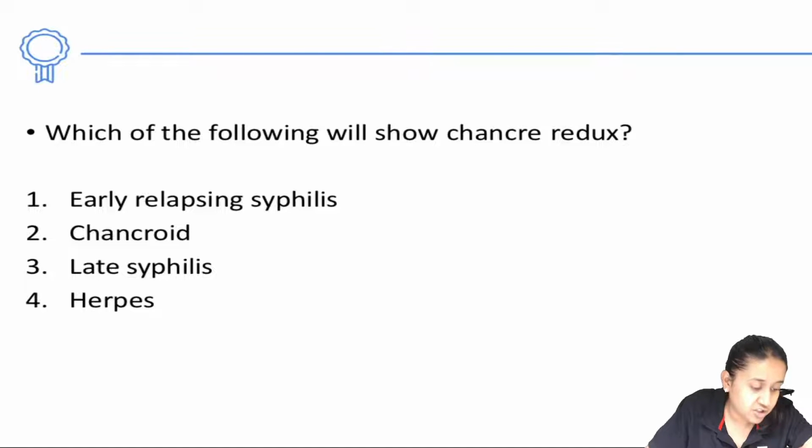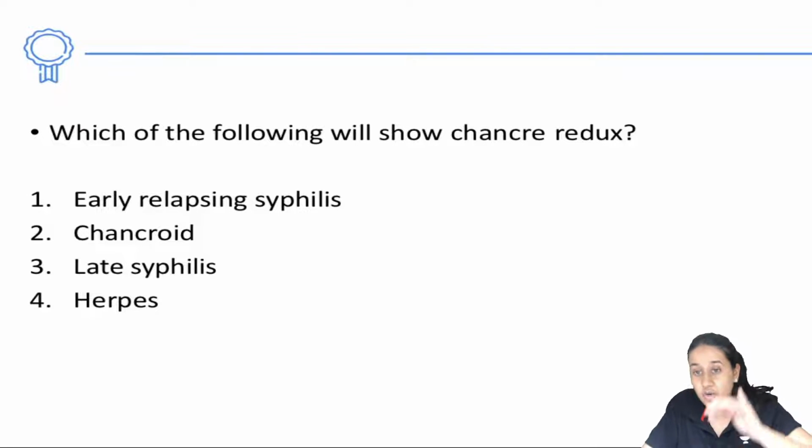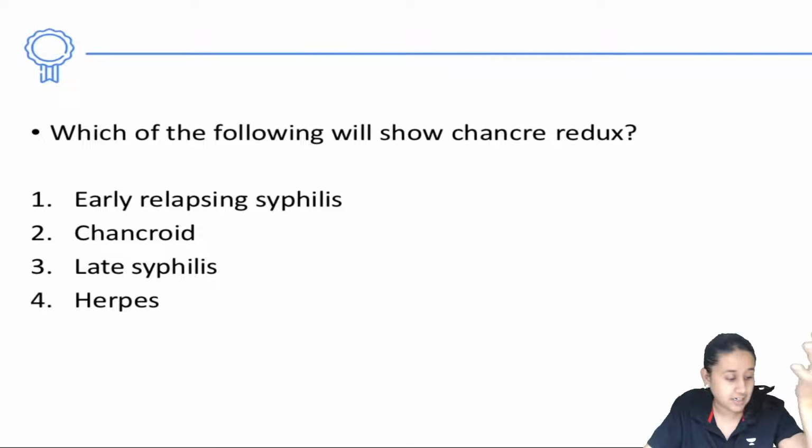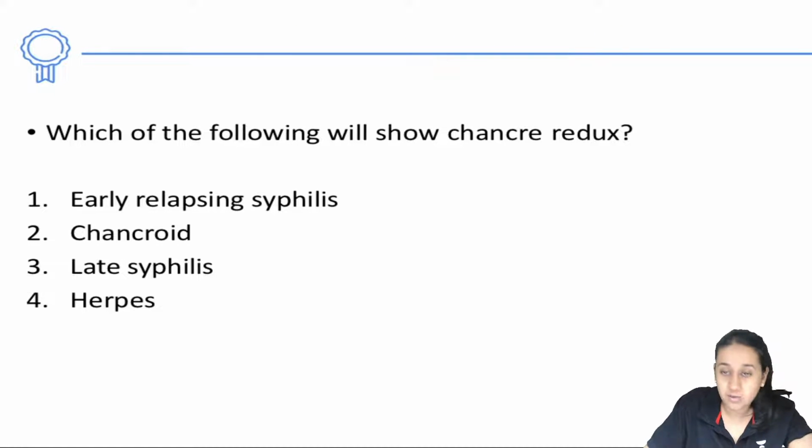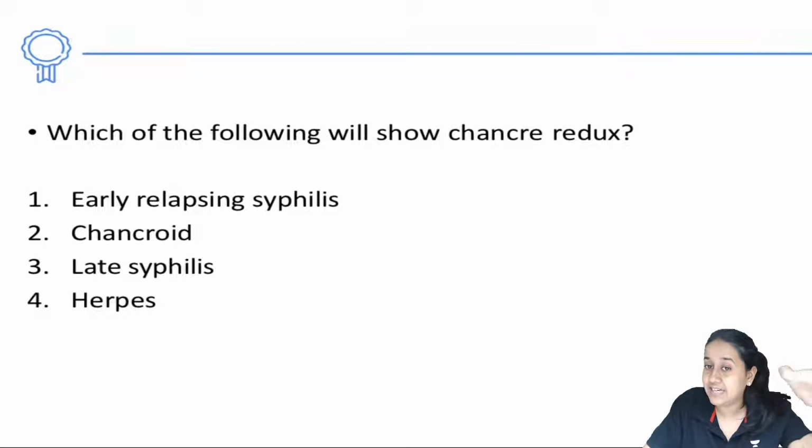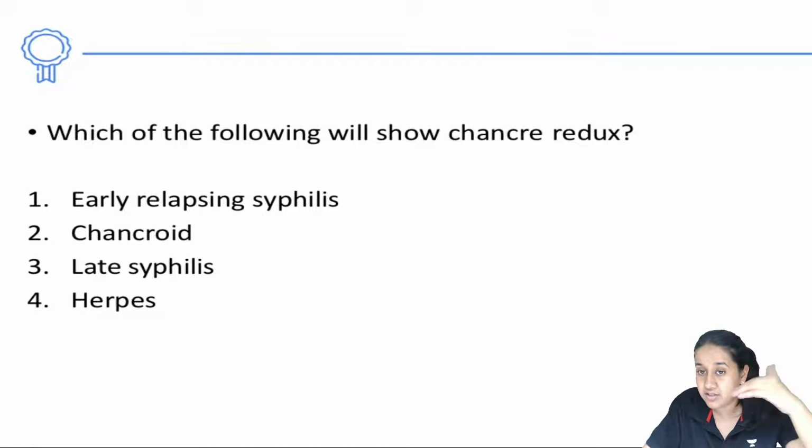Condyloma lata is a feature of secondary syphilis. You have flat moist lesions in condyloma lata. So please remember, Rahul, that it cannot be condyloma lata. There are flat lesions, but if you look at that image, it has pedunculated lesions.